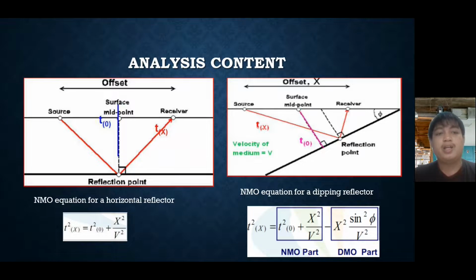For analysis content, we have the NMO equation for a horizontal reflector, which is t squared equals t0 squared plus x squared over v squared. As you can see from the graph, x is the distance and v is the velocity. The second part is the NMO equation for a dipping reflector, where we have two parts: the NMO part, or normal move out part, and the DMO part. To get the NMO equation for the dipping reflector, these two equations must be subtracted from each other.